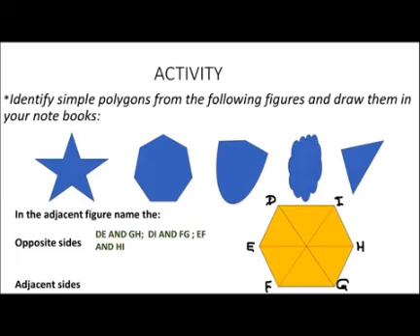Again, DE and GH are opposite sides. DI and FG are opposite. EF and HI are opposite sides. Okay, so we have three pairs of opposite sides. Let us see how many adjacent sides we'll get. We are going to get many, is it not? Let us name a few.